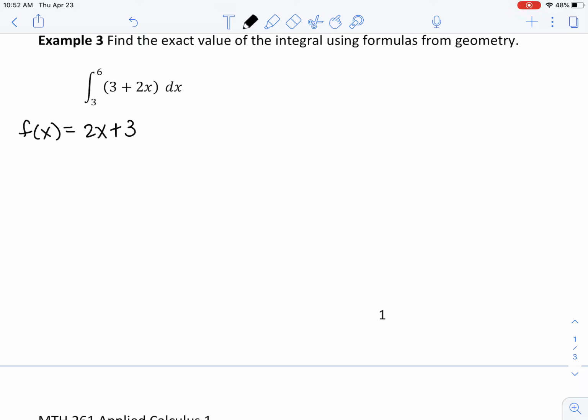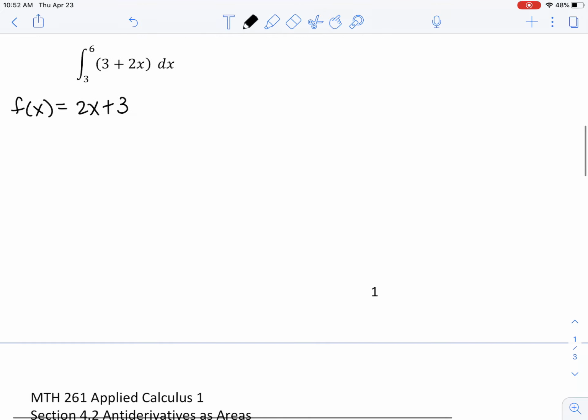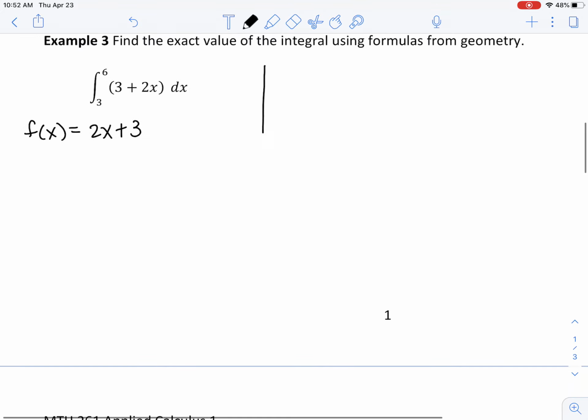Well, let's try this one together. Find the exact value of the integral using formulas from geometry. All right. Let's sketch this. So what's the function? f of x equals 2x plus 3. I don't like the format of it, so I rewrote it. I just switched the order and wrote it in slope-intercept form.